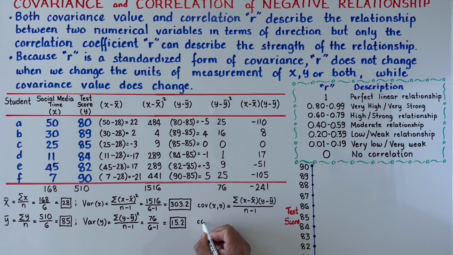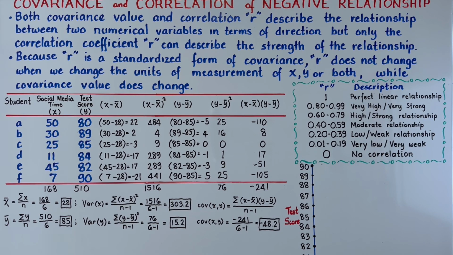So the covariance of the two variables x and y is equal to negative 241 divided by 6 minus 1. And this gives you a covariance value of negative 48.2. So this gives you the idea of the relationship, that the relationship between these two variables is negative.